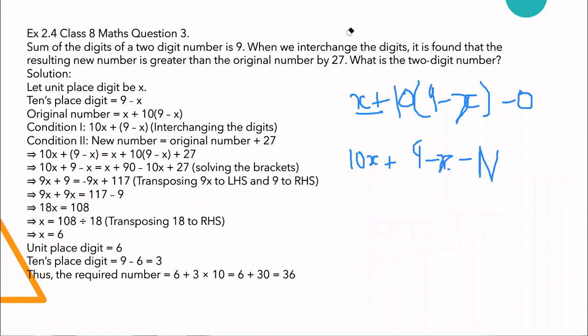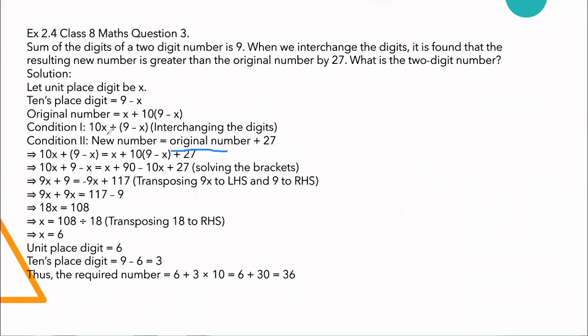So now let's go and apply it. The new number will be equal to the original number when it is added with 27. I hope that is clear. What is our new number? That is 10x plus 9 minus x, which is written over here. And our original number was where 10 was multiplied with 9 minus x, right? So that is added with 27.